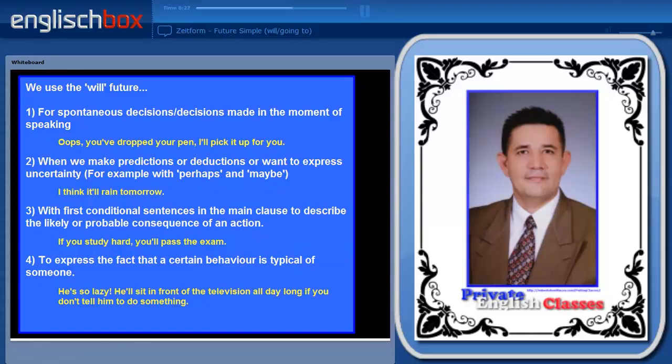Number 3, we use it with the first conditional in the main clause to describe the likely or probable consequence of an action. If you study hard, you will pass the exam. And finally, we use it to express the fact that a certain behavior is typical of someone. He's so lazy. He'll sit in front of the television all day long if you don't tell him to do something. So this laziness is a character trait, and so something that's typical of his behavior is that he'll sit around in the armchair and do nothing.